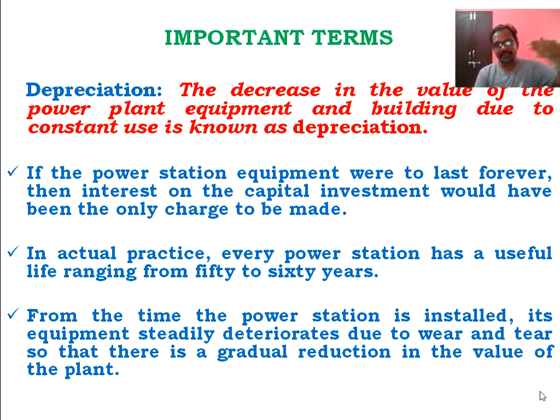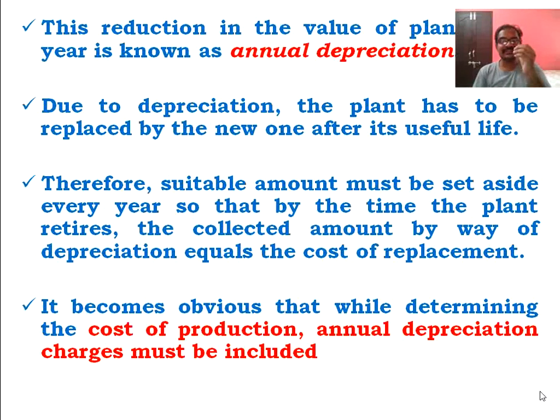If the power plant runs for 50 years, the normal life of a power plant is generally 50 to 60 years, let's take it as 50 years. After that, the power plant building as well as the equipment will never produce anything. They will become waste, so they won't generate any power. So again I have to build a new power plant. From which money do I have to build it? I have to put a depreciation. Every year the cost of the plant is reducing by 1 lakh, so at the end of the 20 years my cost of the power plant will become 0. This reduction in the value of the plant every year is known as annual depreciation.